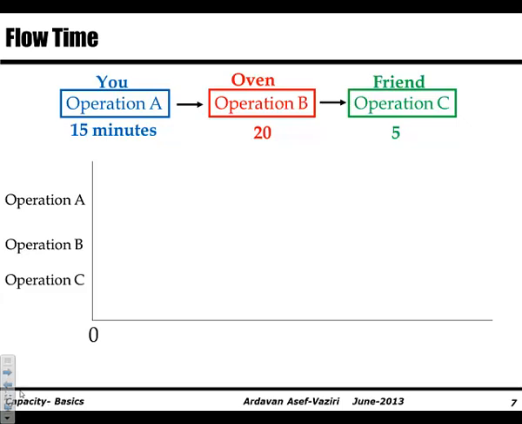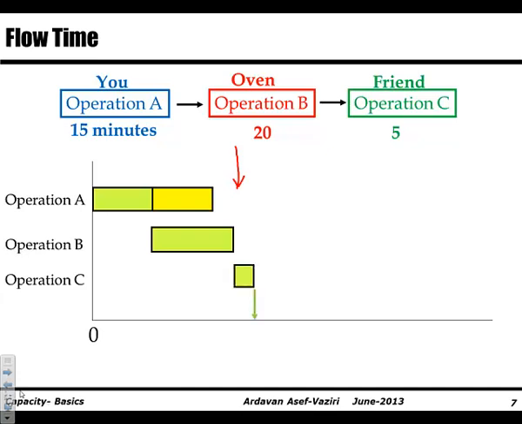I have pictured the process here. This is the first batch. It takes you 15 minutes to complete it. At minute 15, you put it into the oven. And then you start the second batch. But here, the oven is not done yet. You need to wait until minute 35. At minute 35, your friend takes the batch out of the oven and starts processing it. And will finish it at minute 40.